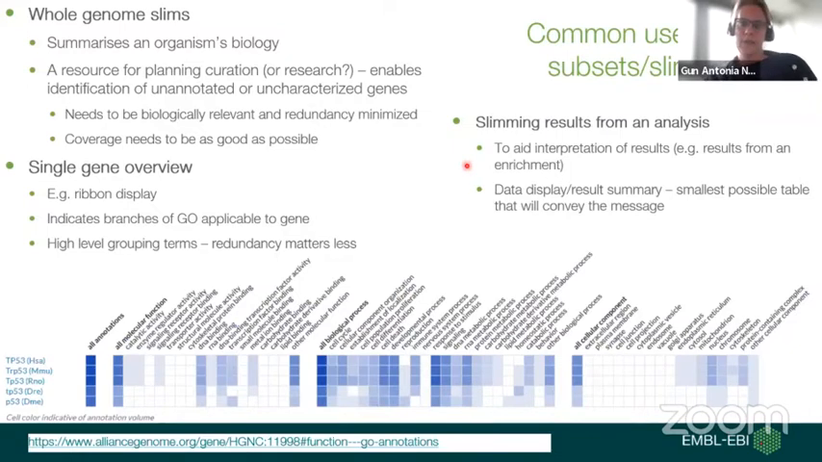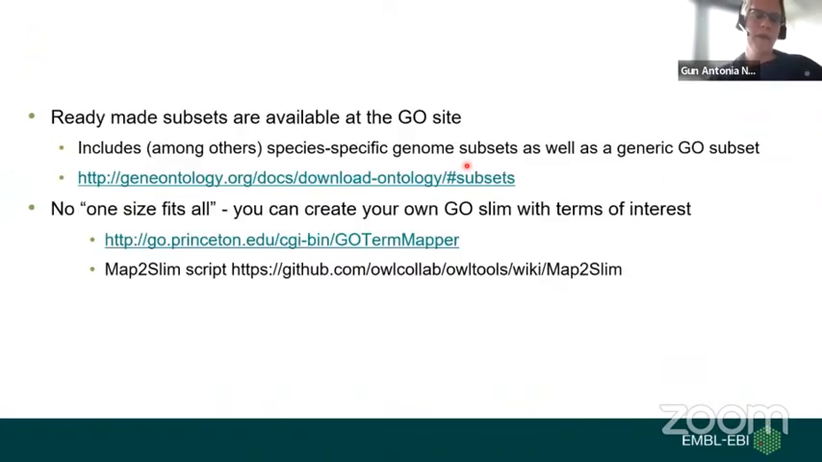And for data display purposes, you probably want to provide your readers with a small and comprehensible table to convey your message about your data. And you can get ready-made SLIMs at the GO site. There are species-specific ones available, as well as a generic one. I know there's been some work on the generic GO set, and I'm not sure if it's been updated yet, but otherwise it will presumably be so in due course.